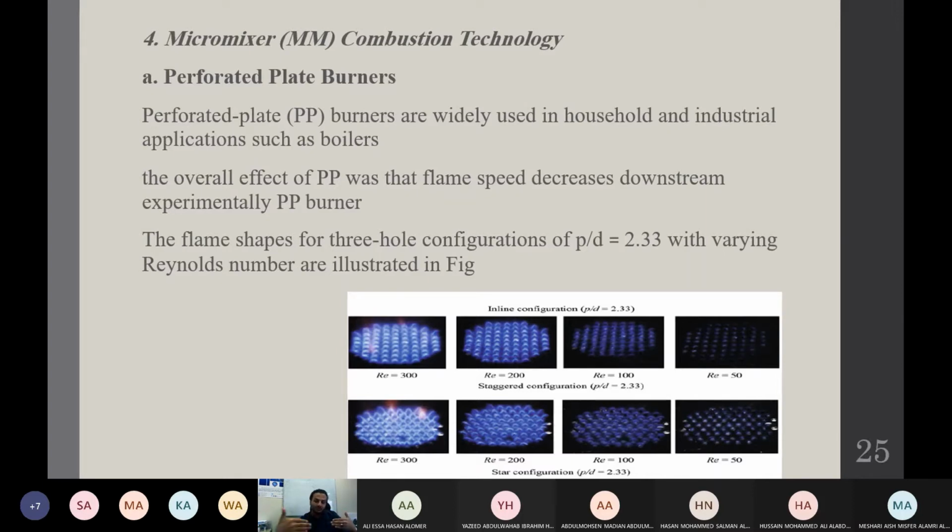So when the flame speed tries to overcome the inlet flow speed to cause flashback, it will not be able to do that. So this burner design acts as a flame arrestor. It prevents the flame from flashing back. So this is the micro-mixer burner. One of its main characteristics is that it prevents flashback as well, like the case of the previous burner.